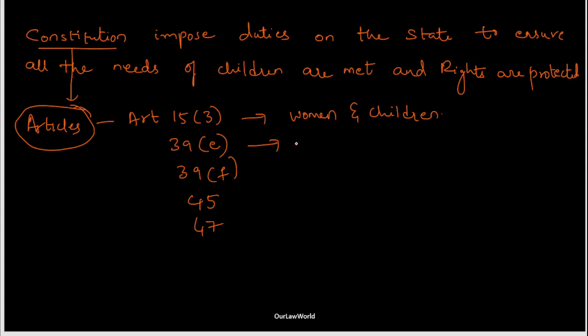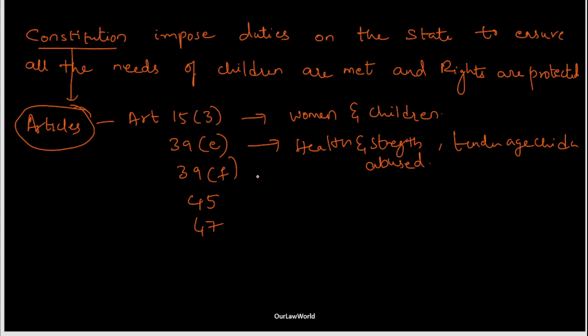Here we are talking about the Directive Principles, Part 4 of the Constitution. This speaks about the health and strength of male and female workers, and also that tender age children should not be abused. So this article is about tender age children should not be abused.